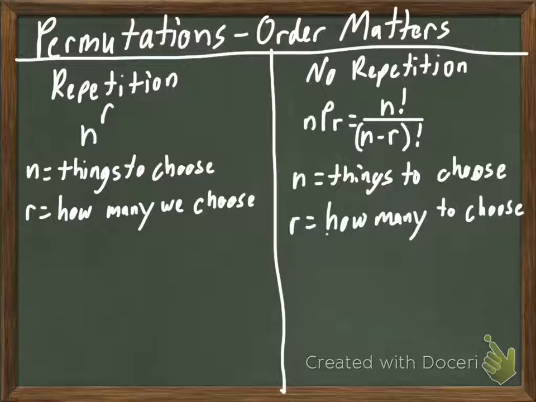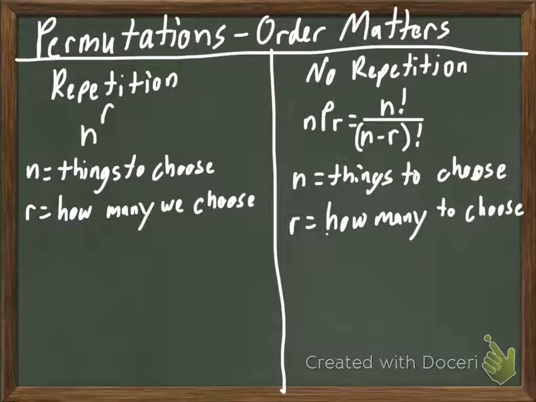Permutations are a type of combination where order matters. So it matters what's going on, how we pick them. And we have 2 types of permutations we're going to talk about. We're going to talk about repetition, where we can possibly choose the same thing over and over. Like if we were to stick our hand in a jar of coins, we could pull out a nickel and we could pull out another nickel. And that for repetition is n to the r, where n is the things we choose from, and r is how many we are choosing.